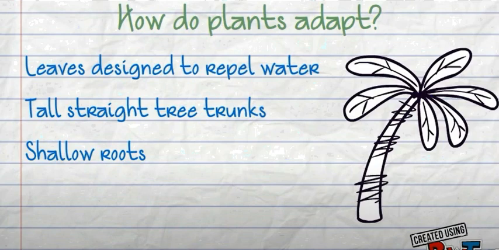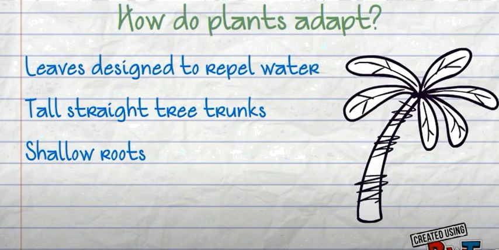Now let's look at how plants adapt to the rainforest, or places that have lots of rain, and how they adapt to that environment. Their leaves are designed to repel water. That means to lose water so that they don't have too much water in their plant.